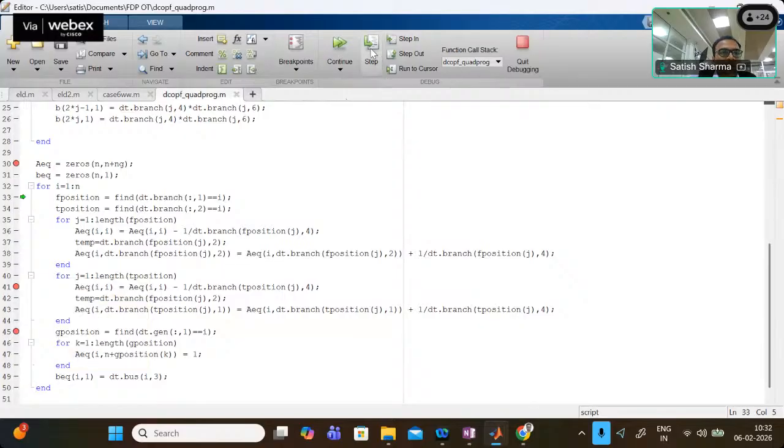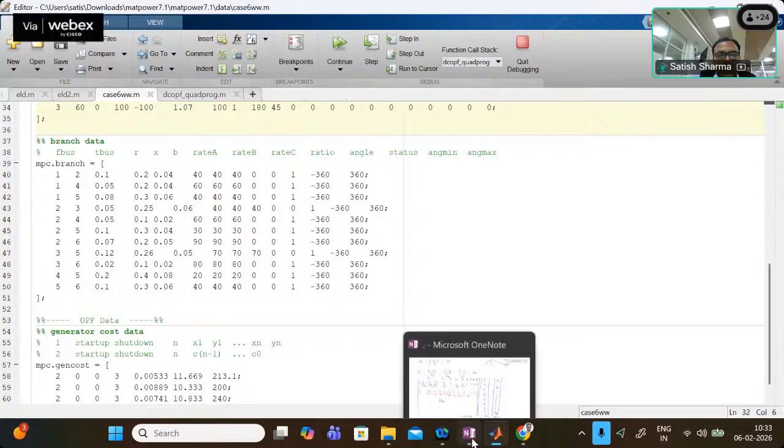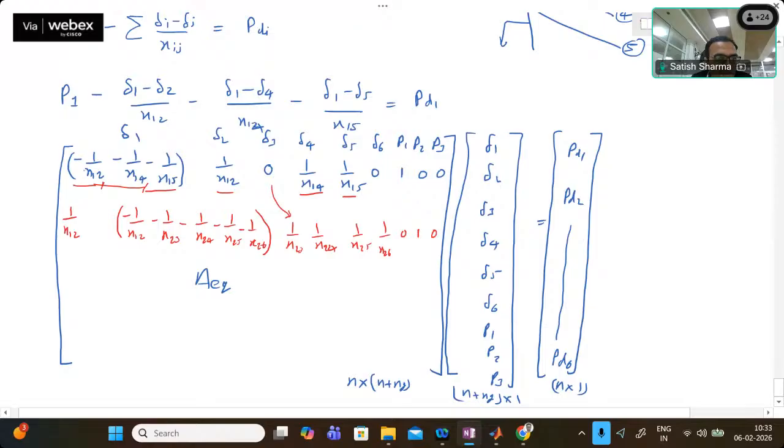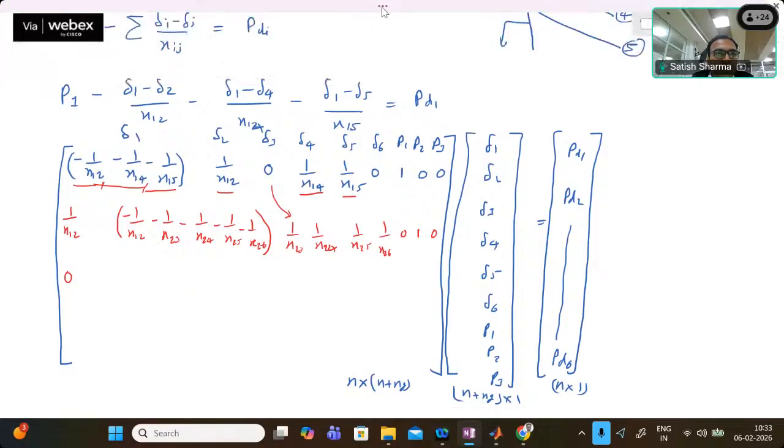Then if I look at the third bus, the third bus is connected with the 2 and 5, 6. So it is not connected with the 1, so I will place 0. Then it is connected with the delta 2, so I will place 1 upon x 2 3, then minus 1 upon x 2 3, minus 1 upon, see again.